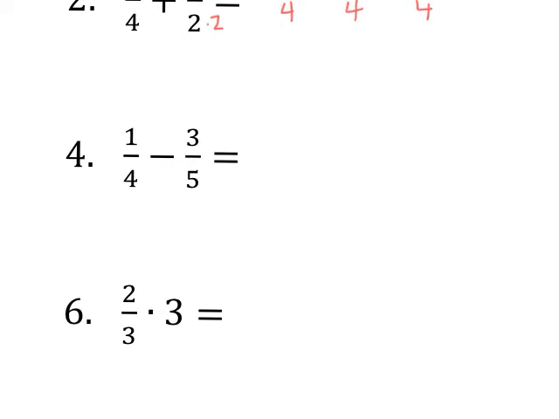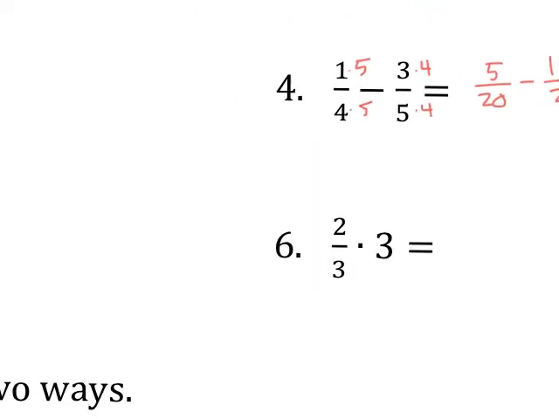All right. Cool. Sorry if this is boring to you. Just wanted to do it to make sure we're all on the same page. 4 and 5, what can I make them both? 20, so multiply the first one by 5, second one by 4, so I have 5/20 minus 12/20. 5 minus 12 is going to be negative 7/20.